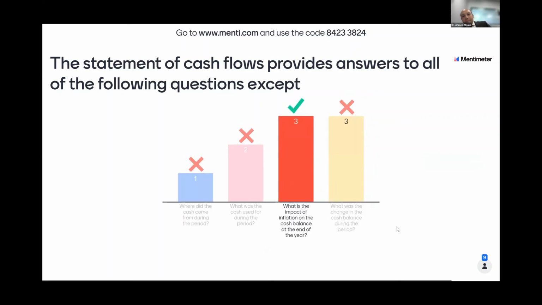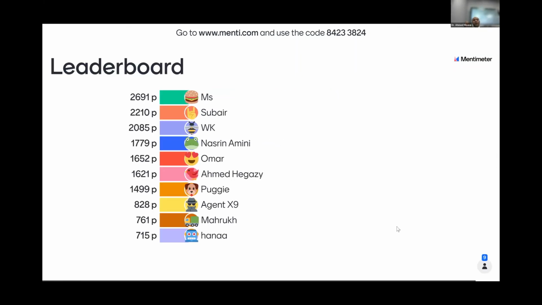Inflation. So it's the cash flow statement. From its name, it shows for you where the cash comes from, where the cash is used, and what is the change of the balance. It shows for you the change in the cash balance. But it doesn't show for you the impact of inflation on the cash. So the other three answer these questions. We'll see if MS is part of this one or not.